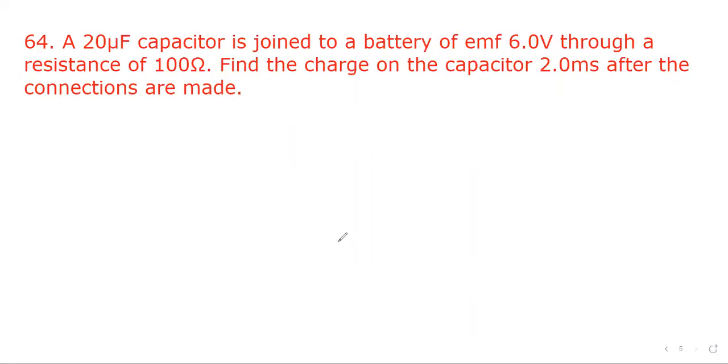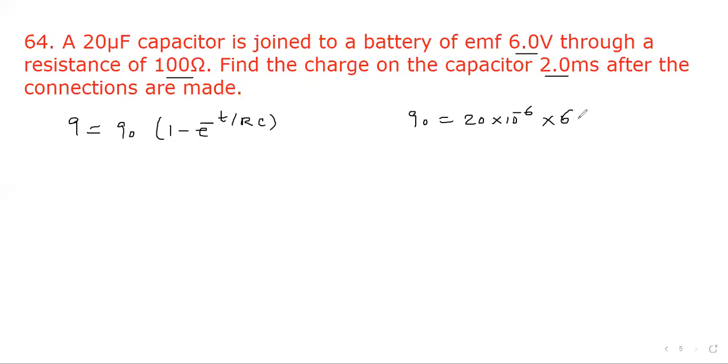Now let's go to the next question. Here, the question says a 50 microfarad capacitor is joined to a battery of 6 volt through a resistance of 100 ohm. Find the charge on the capacitor 2 milliseconds after the connections are made. So here again, it is the case of charging. So the formula is Q equal to Q0 into 1 minus e to the power minus t upon RC. So Q0 we can find from here. 20 into 10 to the power minus 6 times voltage. V is 6.